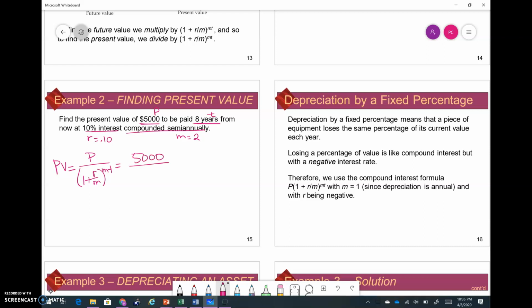If we put all that in, I've got 5,000 over 1 plus 0.10 over 2 to the 2 times 8. If you take all of that and put it in your calculator, we're going to do 0.10 divided by 2 plus 1 raised to, so that's our 5,000 over 1.05 raised to the 16th power.